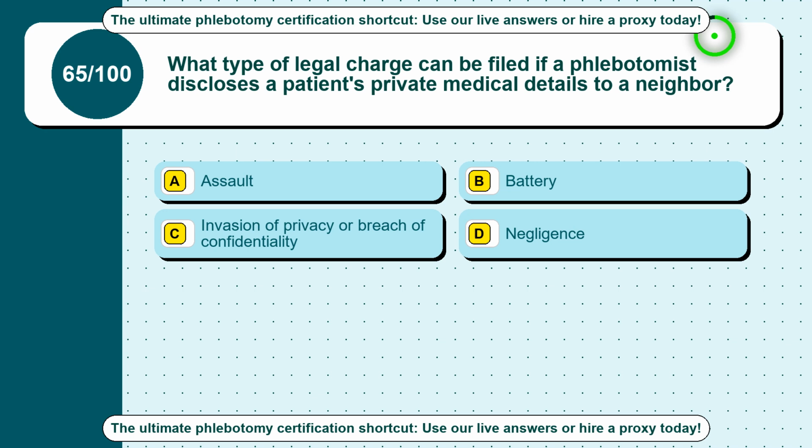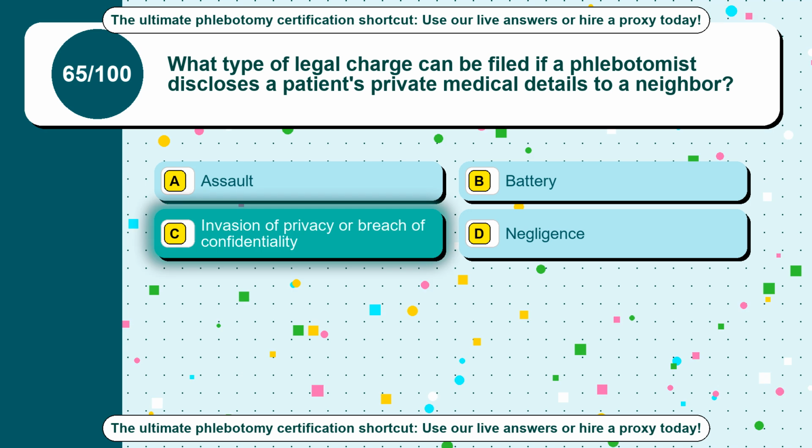Question 65. What type of legal charge can be filed if a phlebotomist discloses a patient's private medical details to a neighbor? Option A, assault. Option B, battery. Option C, invasion of privacy or breach of confidentiality. Option D, negligence. The correct answer is option C, invasion of privacy or breach of confidentiality.